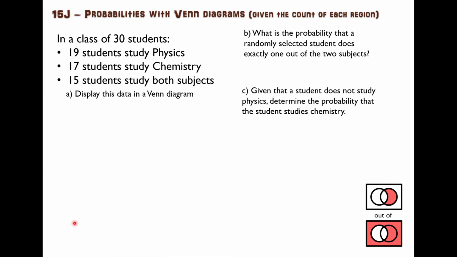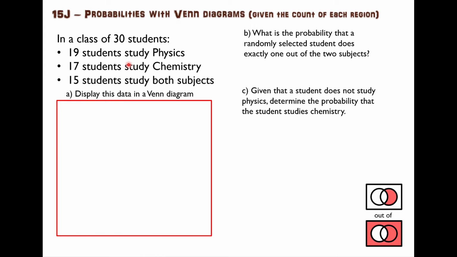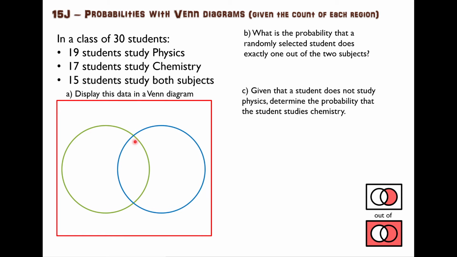We want to display this in a Venn diagram. Notice that I'm given the count. I'm given how many are in these categories. So again, let's draw a big rectangle to represent the entire class of students. We'll draw a circle to represent the students that study physics and a circle to represent the students that study chemistry. We will label them with physics and chemistry. You could be lazy and do a P and a C. That would be fine, as long as it is clear what you mean.